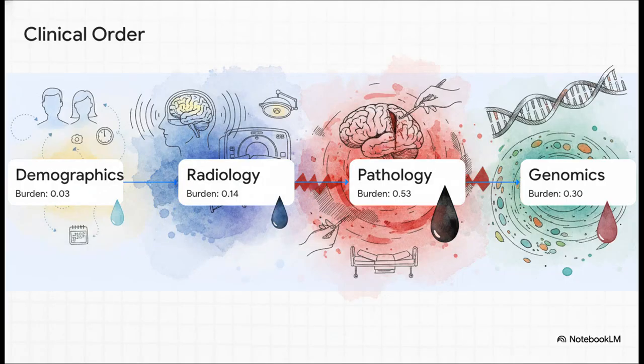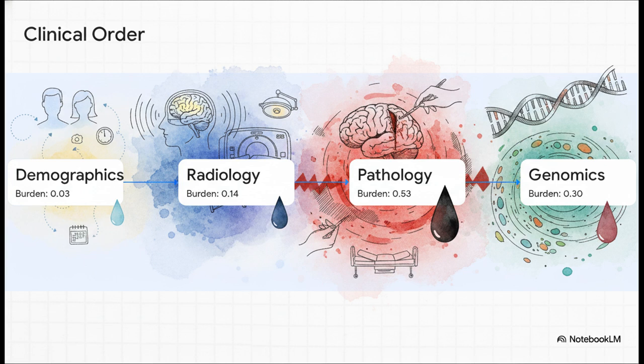The researchers mapped out this specific clinical order for glioma, which is a type of brain cancer, and they assigned a burden score to each step based on cost, time, and invasiveness. Step 1 is demographics, things like age and gender, super easy, so it has a tiny burden of 0.03. Step 2 is radiology, like an MRI. That's a bit more expensive and time-consuming, bringing the burden up to 0.14.